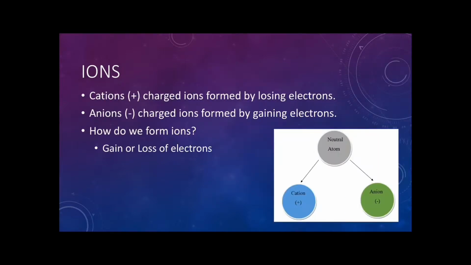The information on this PowerPoint should all be review, but we're going to be using a lot of it throughout the lesson, so I wanted to give you a refresher. Cations, we know these are positively charged ions that are created by losing electrons, giving it more protons than electrons. Anions, we know these are negatively charged ions, which are formed by gaining electrons. There's more electrons than protons in the atom. And we form ions by losing or gaining electrons.